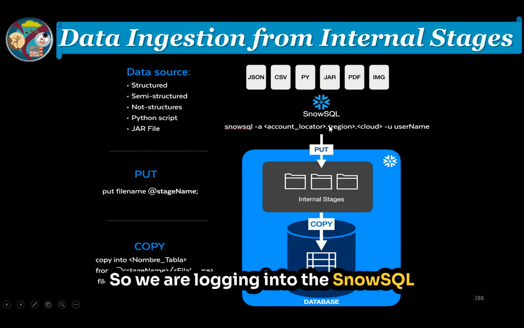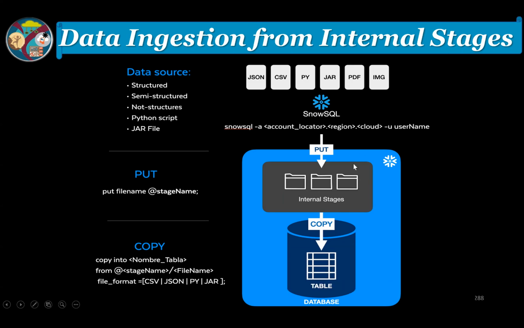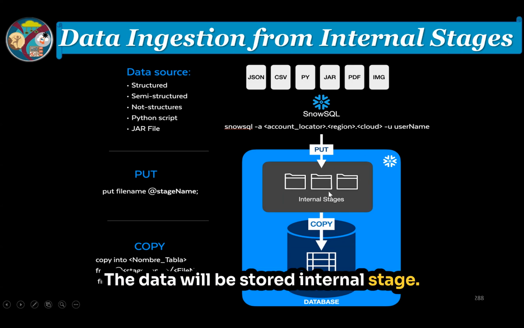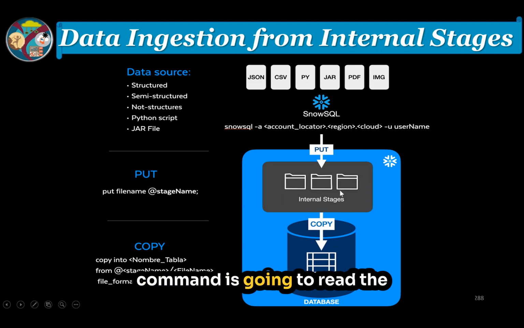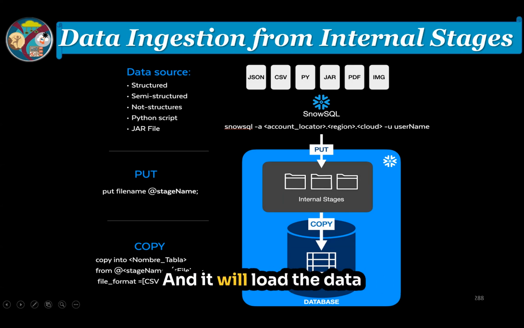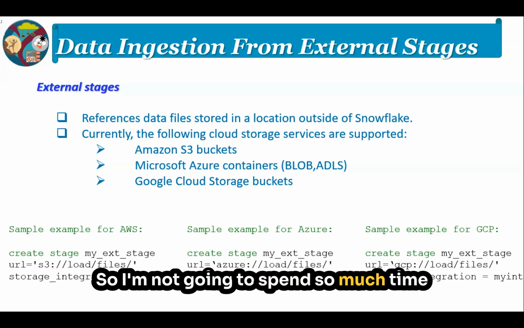So we log into SnowSQL by using the Snowflake account name and username. Once you log in, you execute the put command with that particular file path, file name, and stage name. Then the data will be stored in the internal stage. Then you execute the copy command, which reads the data from this internal stage and loads the data into that particular table. This is how we have already covered it, so I'm not going to spend so much time there.